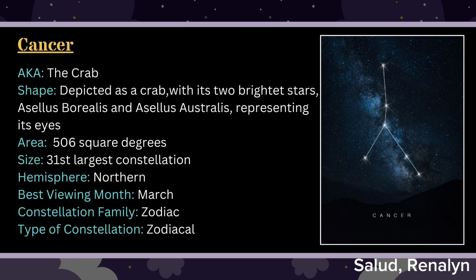Next, we have Cancer, aka the crab, depicted as a crab with its two brightest stars, Asellus Borealis and Asellus Australis, representing its eyes. So, in Greek mythology, Cancer is identified with a crab that appeared in Heracles' fight with the many-headed Lernaean Hydra. So, it has 506 square degrees as an area, 31st largest constellation found in the northern hemisphere again, and its best viewing month is March. With a type of constellation zodiacal, with a constellation family of zodiac.